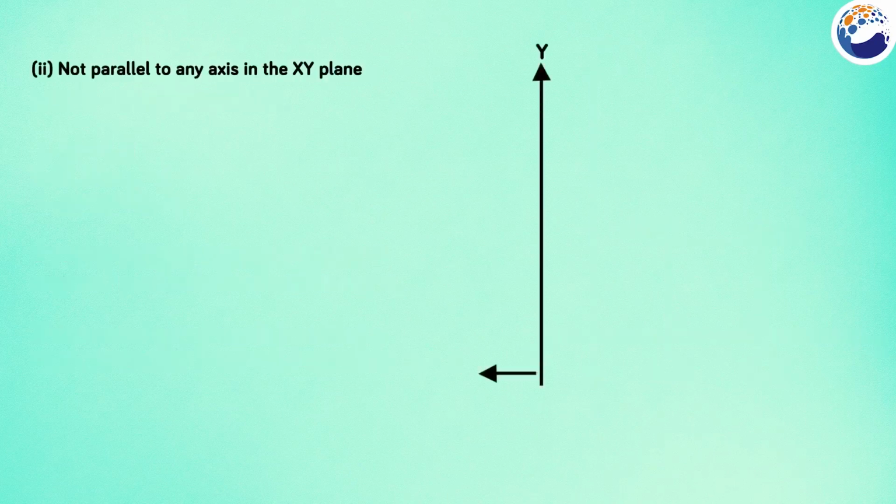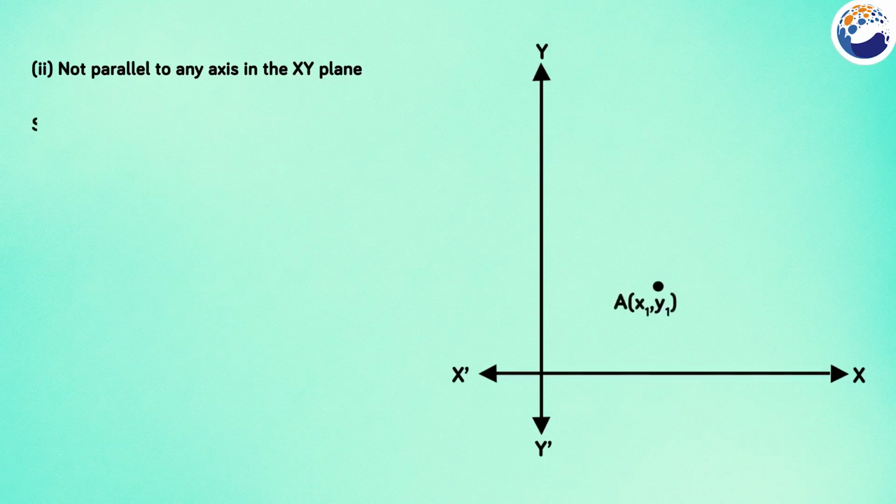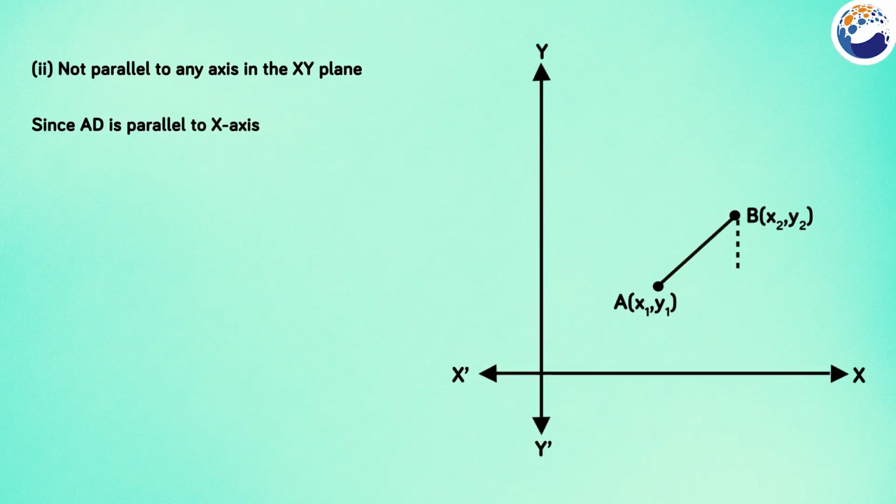Case 2. Not parallel to any axis in the xy plane. Taking any 2 points A with coordinates (x1, y1) and B with coordinates (x2, y2) in the xy plane, join the points to get segment AB. We first form a right angle triangle keeping segment AB as the hypotenuse.